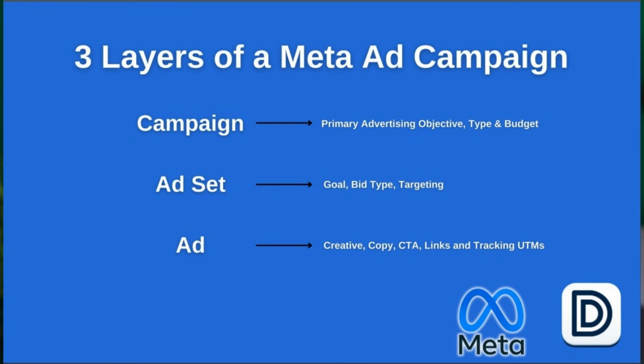Layer number 2 is the ad set level. This is where we assign the goal, we choose our bid type, and our targeting. And then below that, layer number 3 is the ad. This is where we put in our creative, our copy. We choose a call to action. We have any links and of course, any tracking UTMs that we want to include as well.